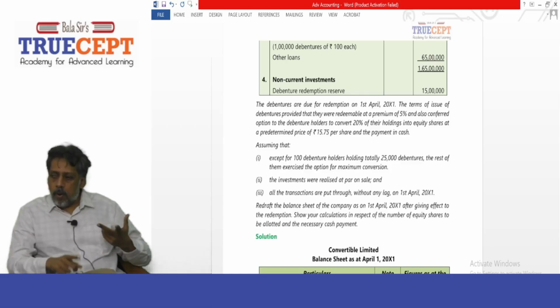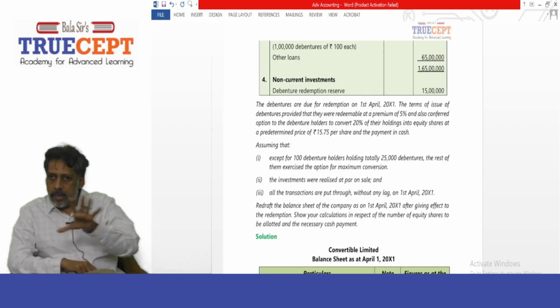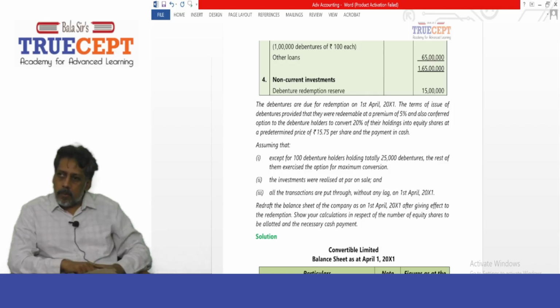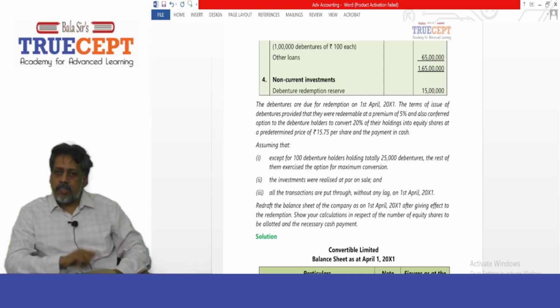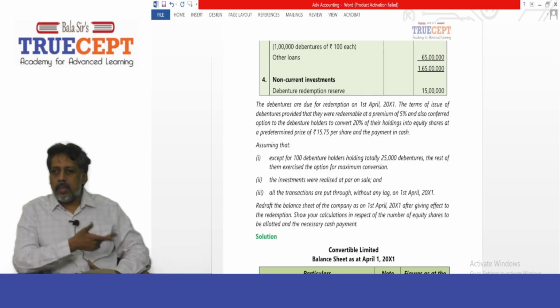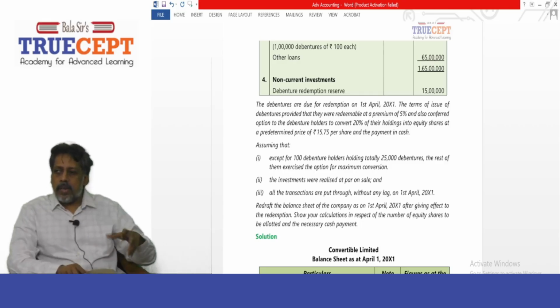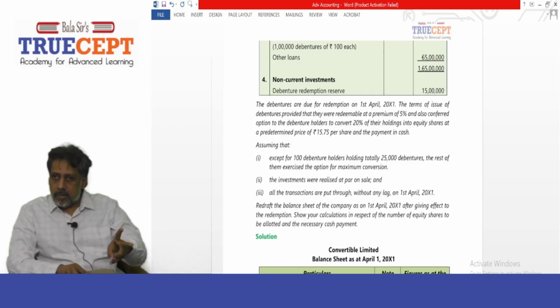That we know from note number 1, share capital. There are 5 lakh shares of rupees 10 each, 50 lakh. So 10 rupee shares are offered at 15.75 for the purpose of conversion. Next. And it's given that the balance will be paid in cash. That means the balance of the debentures, what is not converted, will be paid in cash. Only 20% is the conversion.